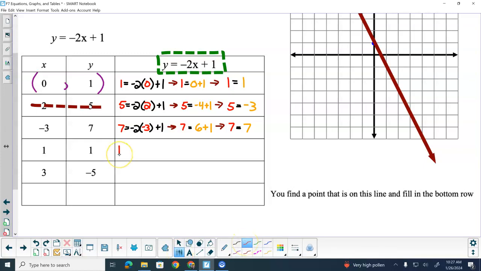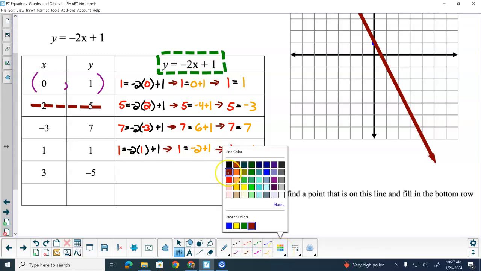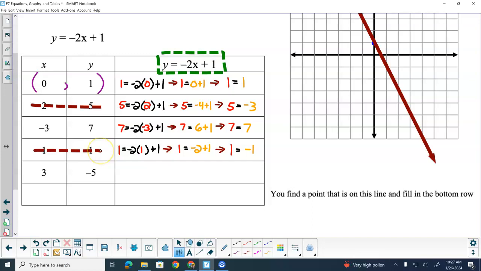So we've got 1 equals negative 2 times 1 plus 1. Negative 2 times 1 is negative 2, plus 1 is negative 1, and negative 1 does not equal positive 1. So therefore, that one is off of our line, so that one gets crossed off.